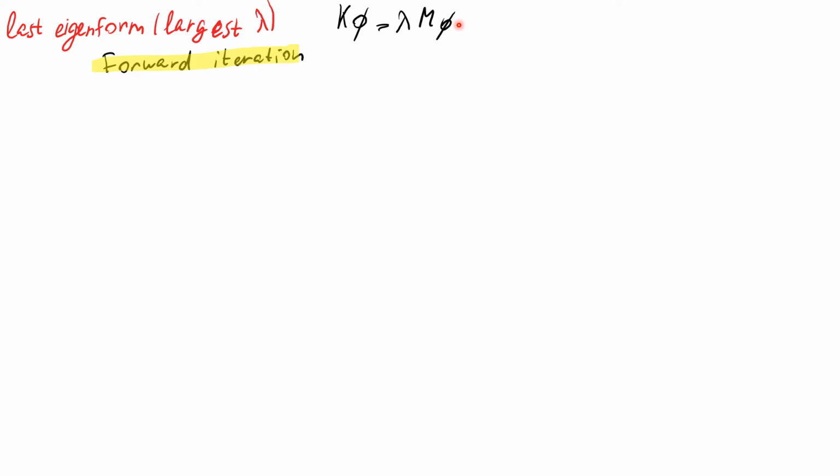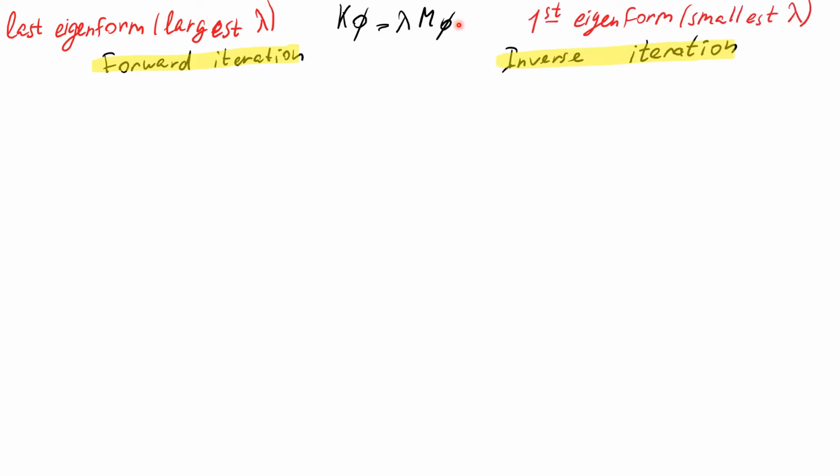We have the following eigenvalue problem with a stiffness matrix K, mass matrix M, eigenvector, and eigenvalue lambda. We can solve it iteratively using either a forward iteration scheme, where we obtain the last eigenform or the largest eigenvalue, or an inverse iterative scheme, where we obtain the first eigenform or the smallest eigenvalue.